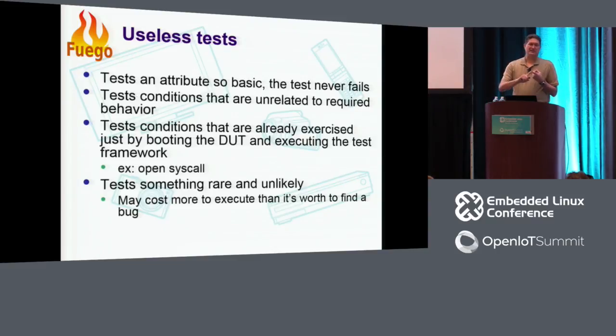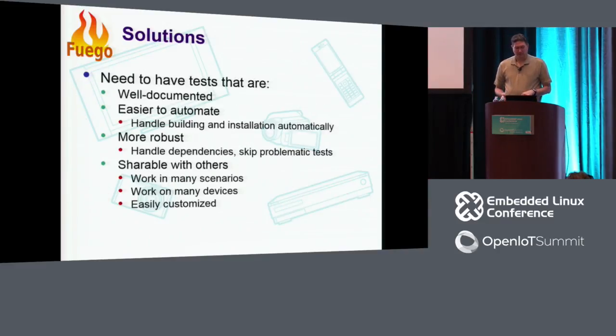So you have tests that test things that are really unlikely to fail. Some things are super, super rare. They're so unexpected that they would fail that it's really a waste of your test bandwidth to be executing cycles on it. It's more cost to execute than it's worth to find a bug.